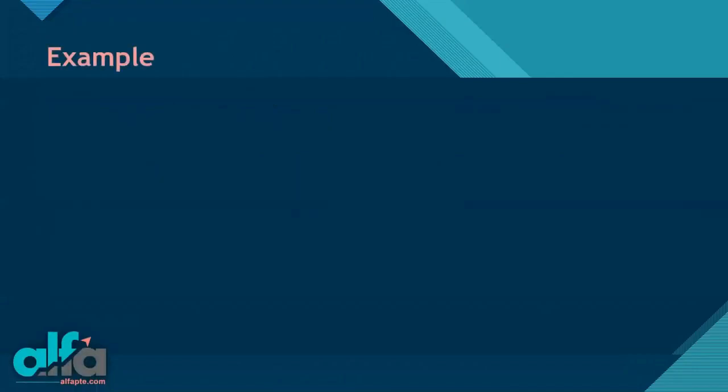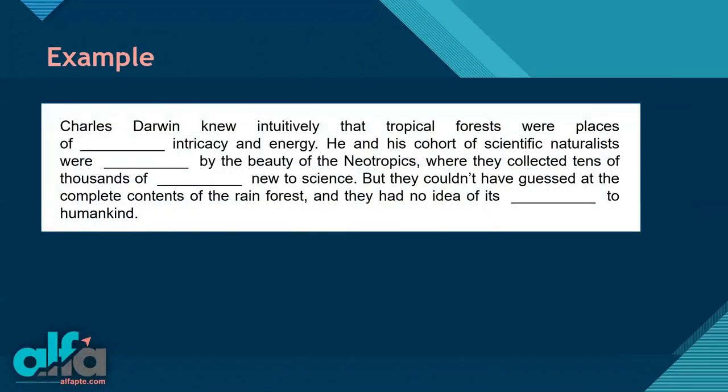Let's look at an example. Charles Darwin knew intuitively that tropical forests were places of dash, intricacy, and energy. He and his cohort of scientific naturalists were dashed by the beauty of neotropics, where they collected tens of thousands of dash new to science, but they couldn't have guessed at the complete contents of the rainforest, and they had no idea of its dash to humankind.